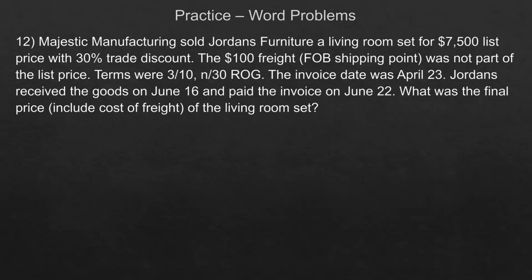Okay, so we have 3 more examples. I think we can make that in one last video here. Majestic Manufacturing sold Jordan's Furniture a living room set for $7,500 list price with 30% trade discount.